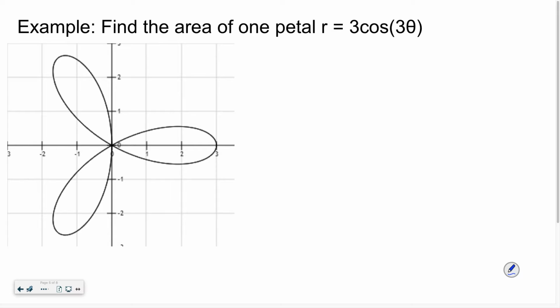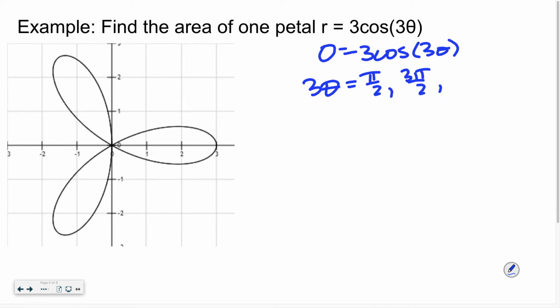Rose curve with 3 petals. Okay, now if I want the area of one petal, what we need to know is where a petal starts and stops. Where does it start? What would be important to know about this rose curve? Zeros. How many of them are there? 3. There are 3. So if we find the zeros, we really want to know where the cosine is equal to 0. The cosine is equal to 0 at pi over 2, 3 pi over 2, and 5 pi over 2. So let's do pi over 6 and pi over 2.